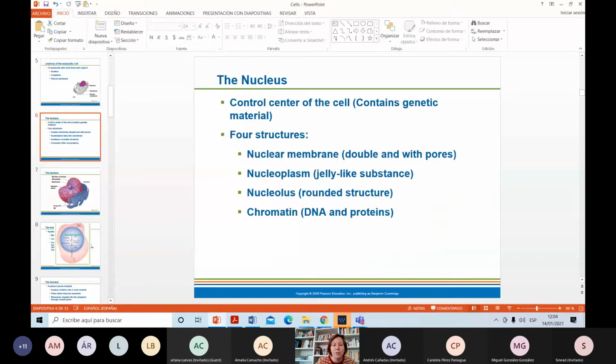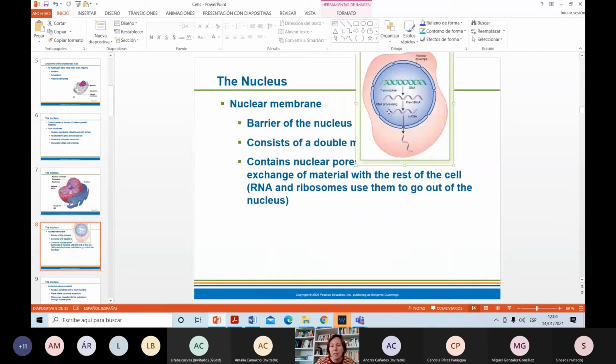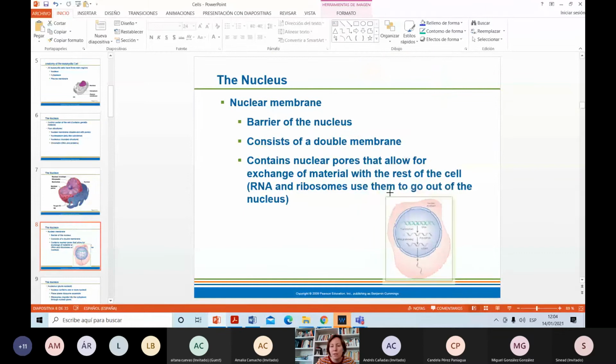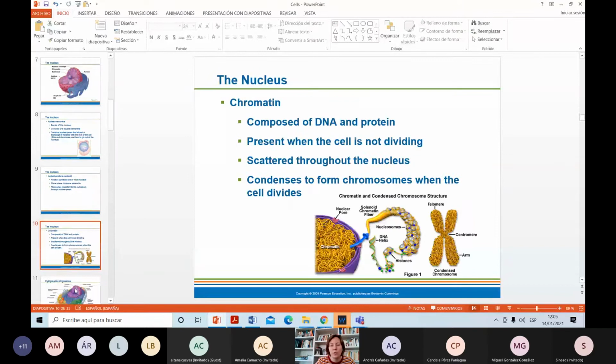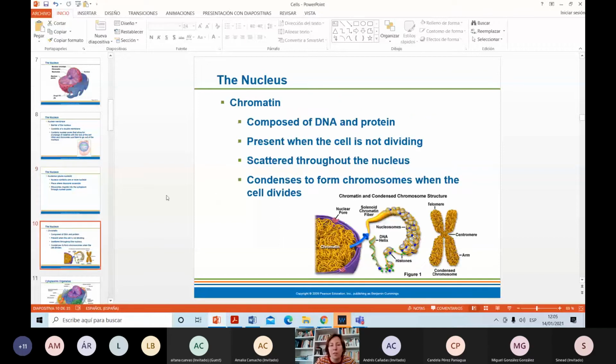So we already have nuclear membrane, nucleoplasm, nucleolus, and the last one is chromatin. Chromatin is made of DNA and proteins, so its mission is that it contains the genetic information, the genetic material that has all the information for the cell to work. Okay, so we have here the mission of the nuclear membrane. Next one, the nucleolus. It says here ribosome assembly. It means that it joins the two pieces, so it forms ribosomes. And in chromatin, we've got this structure.